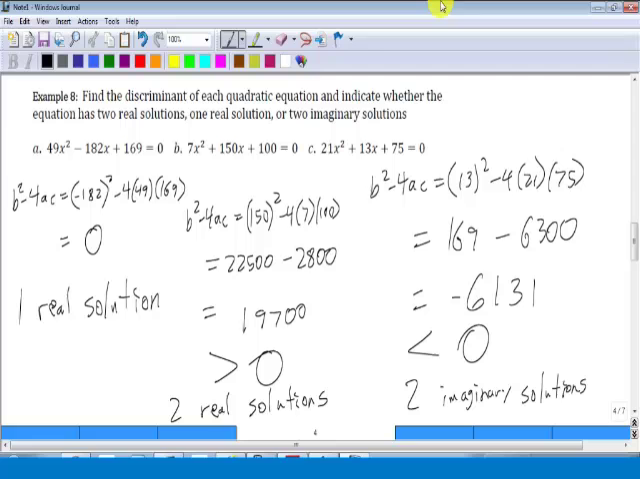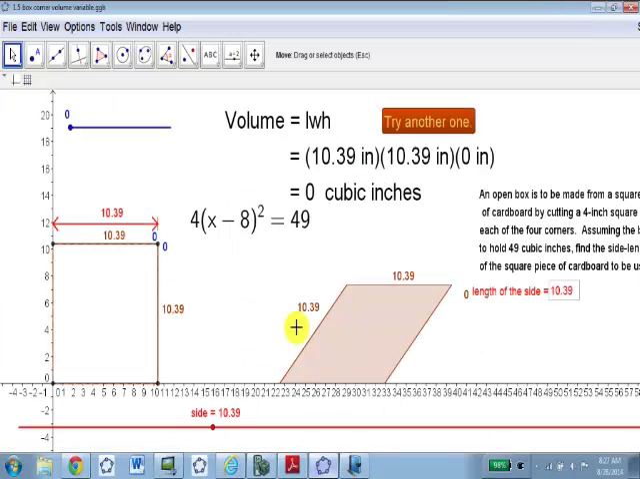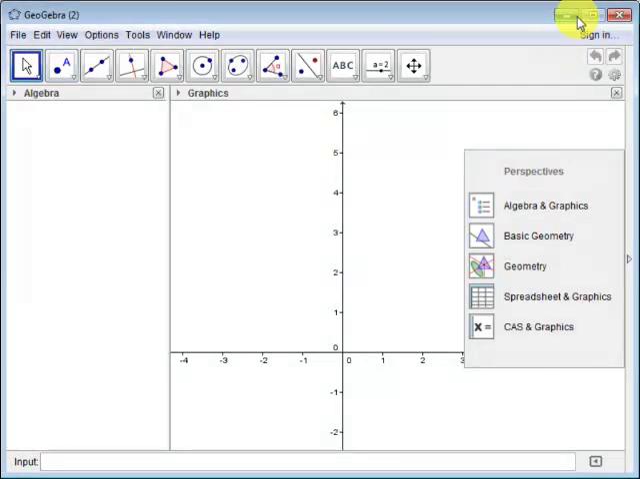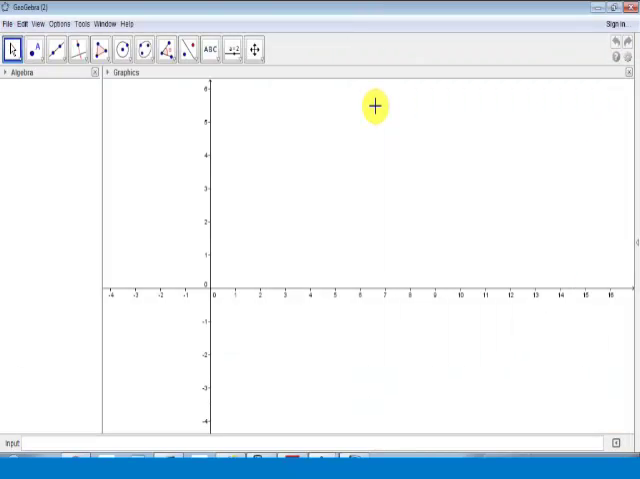All right. We'll look at this box problem in a little bit, but let me open a new GeoGebra window here. In an effort to answer the question, what's the point of the discriminant? It doesn't tell us what the solutions are. I mean, who cares how many there are if we don't actually know what they are? Well, I'll try to give an answer to that.